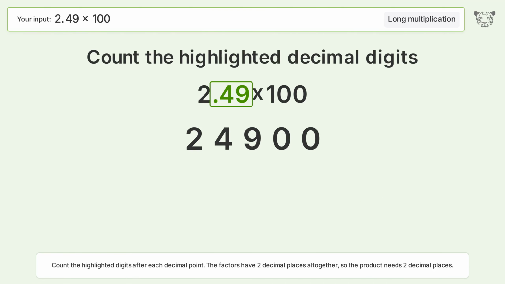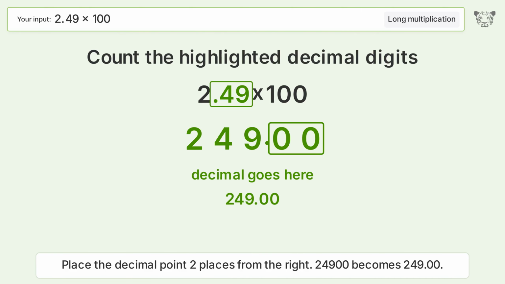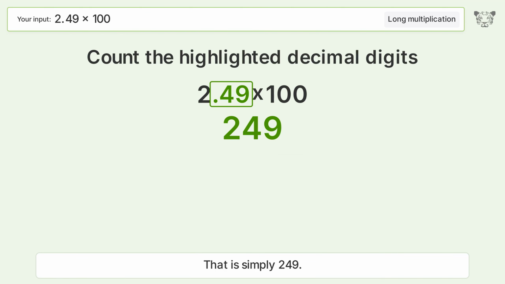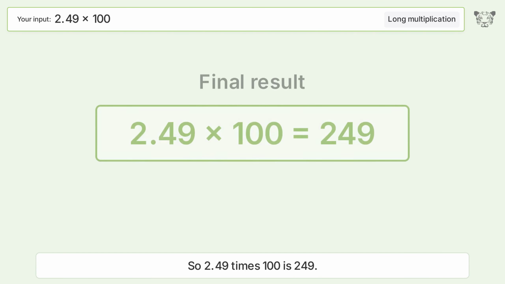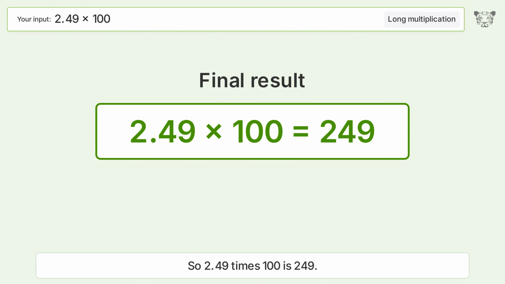Count the highlighted digits after each decimal point. The factors have 2 decimal places altogether, so the product needs 2 decimal places. Place the decimal point 2 places from the right. 24,900 becomes 249.00. That is simply 249. So 2.49 times 100 is 249.